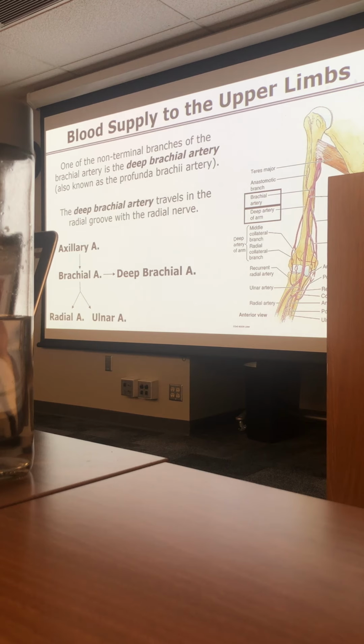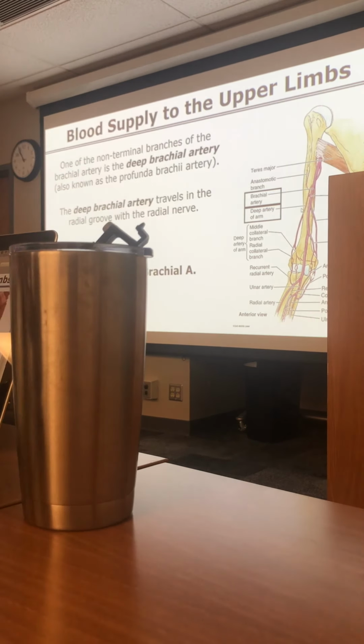So we can see here, this is the teres major muscle. The inferior border is where axillary becomes brachial. So this is our brachial artery. Okay. This right here is our deep brachial. Okay, and you can see it here like shadowed out. That's it traveling in the radial groove. Okay. And that'll give branches around the elbow, so you guys don't need to know those yet.